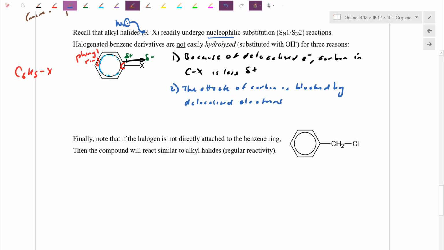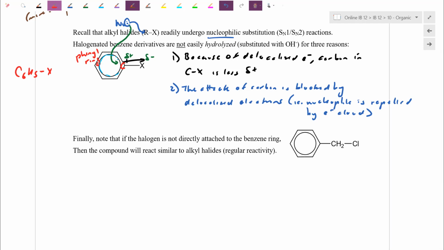Okay, so this ring here forms fairly tight bonds. You notice that the nucleophile has to actually work its way in between and attack this carbon here. There's not a lot of space to move around, so it's blocked by the delocalized electrons. The nucleophile is repelled by the electron cloud formed by the benzene ring.